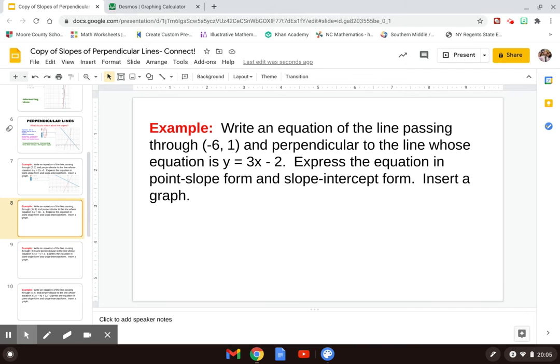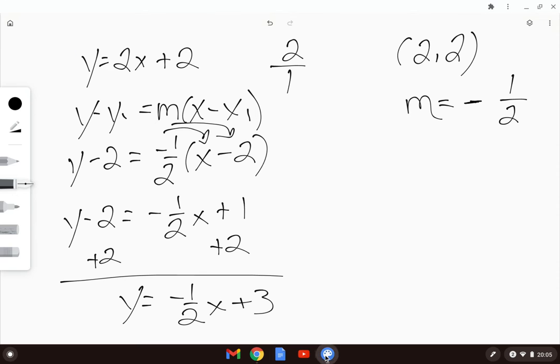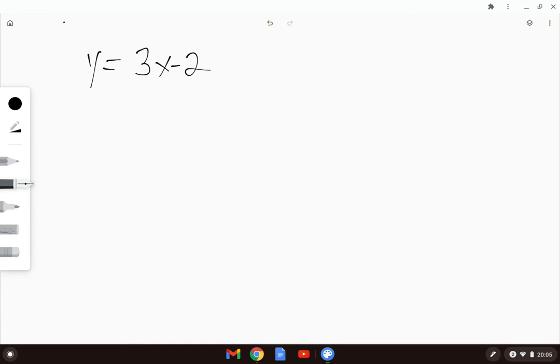All right, so this one says to write an equation of the line passing through negative 6, 1 and perpendicular to a line whose equation is y equals 3x minus 2. Okay, so we'll come over here, we'll do the same thing as before. The line that we have is going to be y equals 3x minus 2. And the next line is going to pass through the point negative 6, 1.